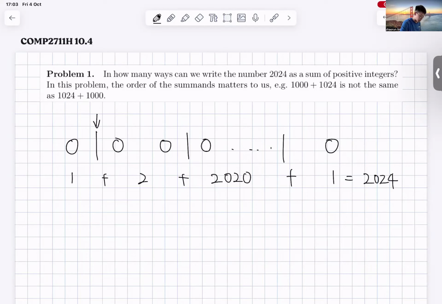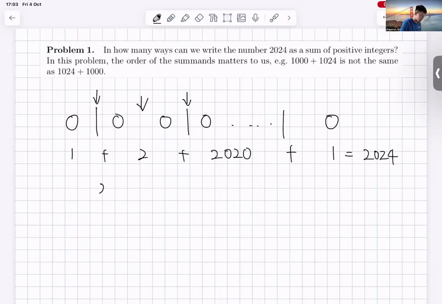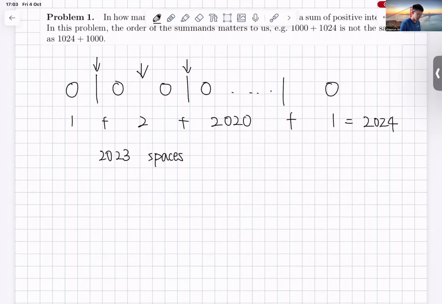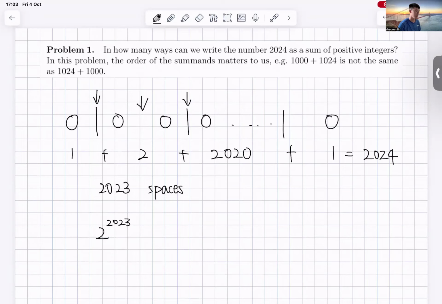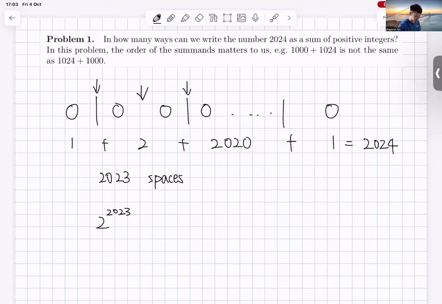And as you see, between two balls, there is one space. So there's in total 2023 spaces. And for each space, we can decide whether to put a wall there or not. So there's a choice of 2. We can choose either to put a wall or not to put a wall. So the answer is 2 to the power of 2023, because there's 2023 spaces. So this is the answer for this problem.